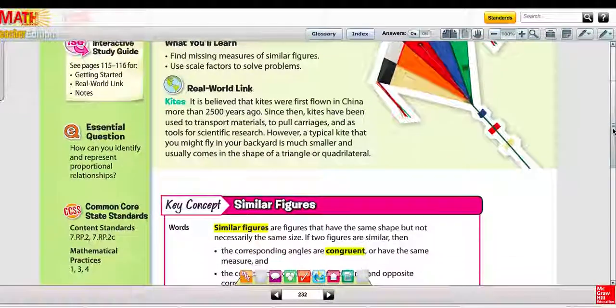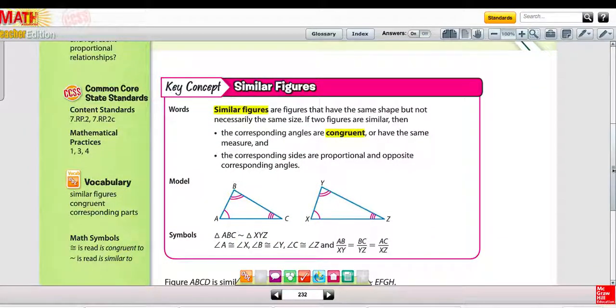On the middle of page 232, you have a key concept, and you have a model and some symbols to fill in on your note sheet. Please draw these two triangles, making note of the little lines indicating which angles are congruent and the corresponding angles are congruent. So if this one has 3 lines, that means angle Z is congruent to angle C because that one has 3 lines. And similarly, if Y has 2 lines there, that means it is congruent to angle B because there's 2 little lines there.